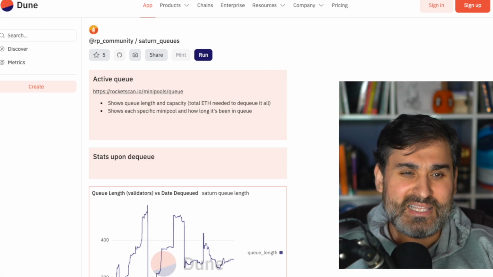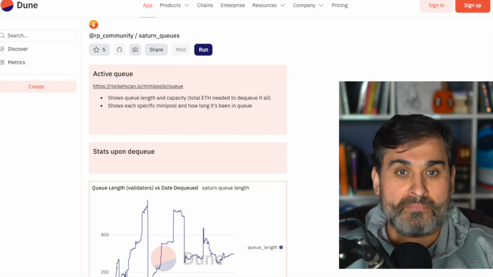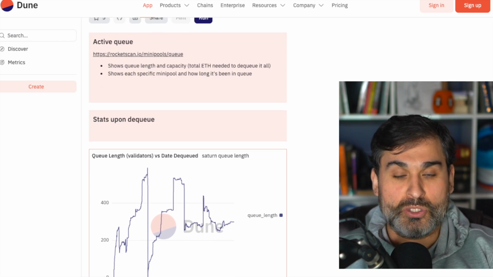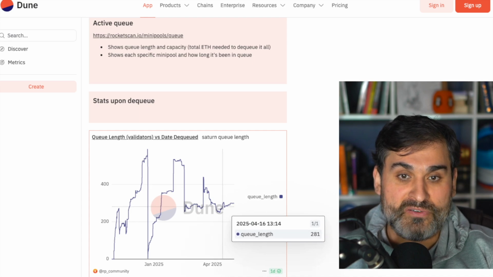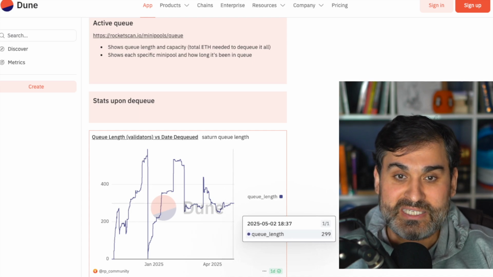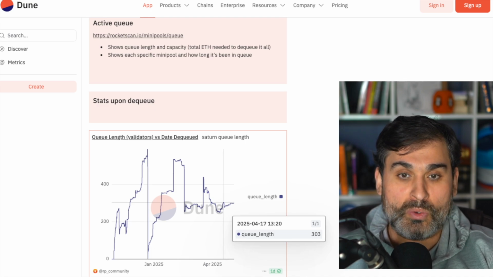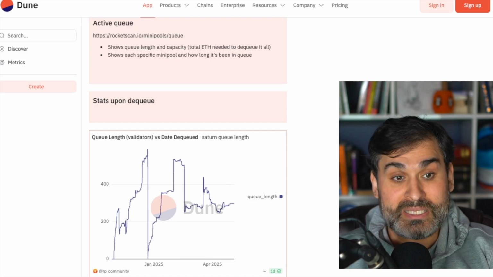Okay, in some slightly less good news, here we have information about the queues for Saturn 0, like the current state of the queue for people waiting to get their validators online. It seems like for the last month, it's been hovering around this 300 validator amount. It seems like that's where things have kind of stalled out. People don't really want to join a queue that's longer than that. So yeah, that's where that's stuck.